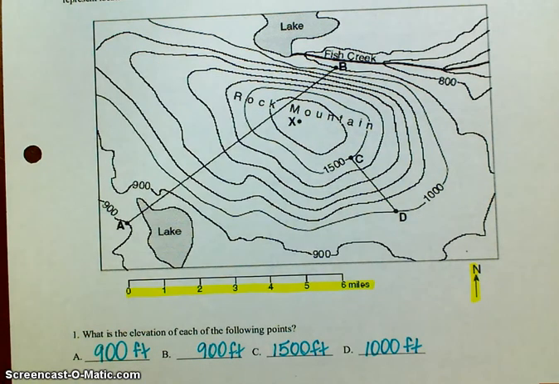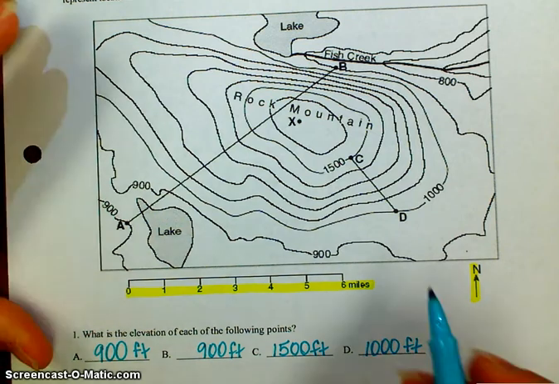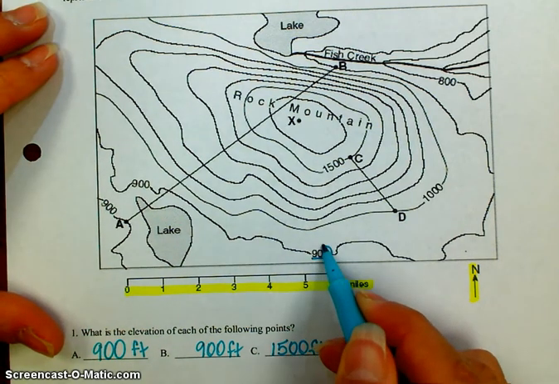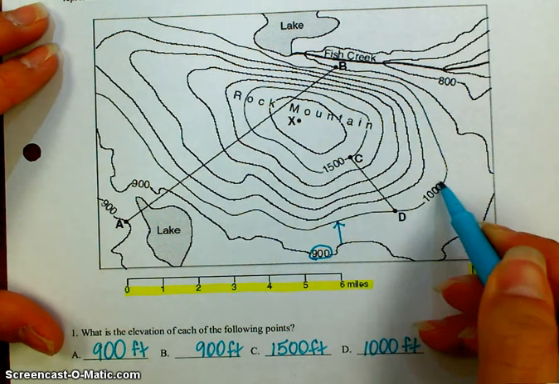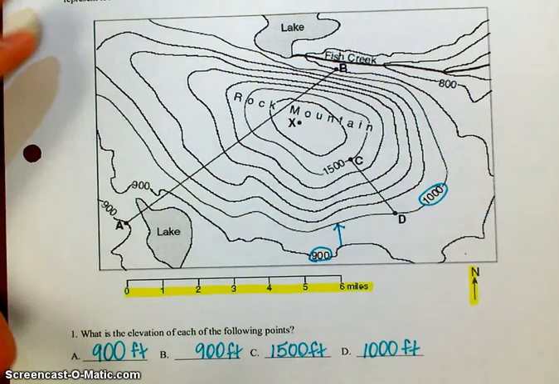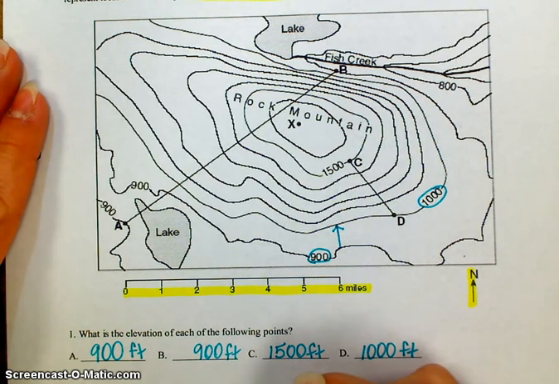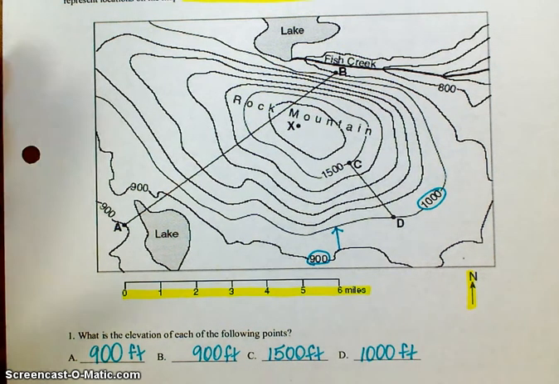Number 2 asks, what is the contour interval of this map? It's not stated, but you have enough information from the map to answer that. If this line is 900 and I go up to the next line and that line is 1,000, that is a change in elevation of 100 feet. So my contour interval, which is the change in elevation from one line to the next, is 100 feet.